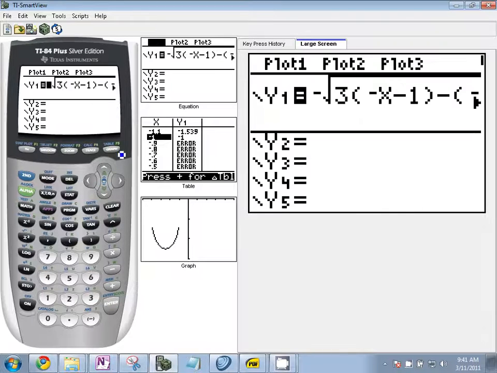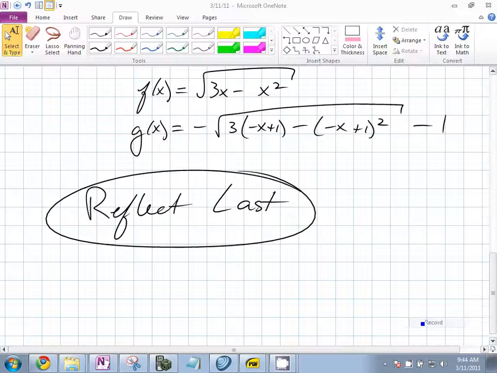You reflect it over the y-axis, and if you multiply out, you should get the same function. Yes, absolutely. The reflection is the last one. Do reflecting last.